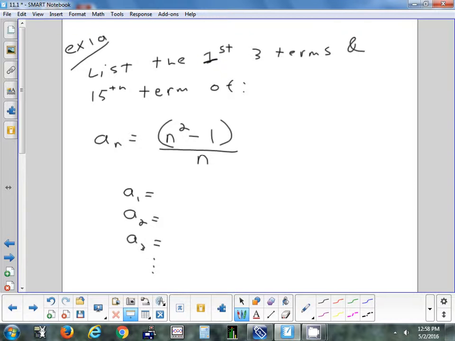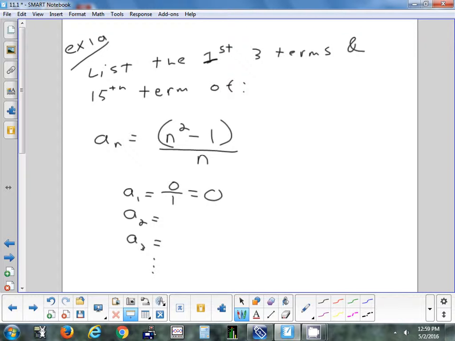Let's just practice listing the first 3 terms of this sequence. a sub n equals n squared minus 1, divided by n. To find the first term of that sequence, I would plug in what number for n? 1. If you plug 1 in the numerator, what do you get? 0. Yep, 1 squared minus 1 is 0. And what's 0 divided by 1? 0. Yep.